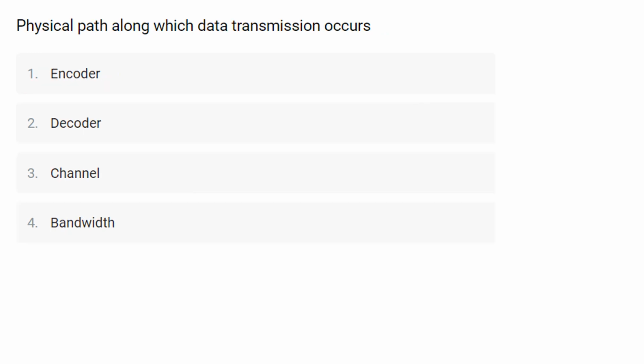The physical path along which data transmission occurs. So here in this question they ask you about the physical path along which data transmission occurs, for which the first option here is encoder, second one is decoder, third one is channel, and the last one is bandwidth. So the transmission path is also referred to as the transmission channel. Please understand the meaning and then try to answer. Please clear the concept in your mind.